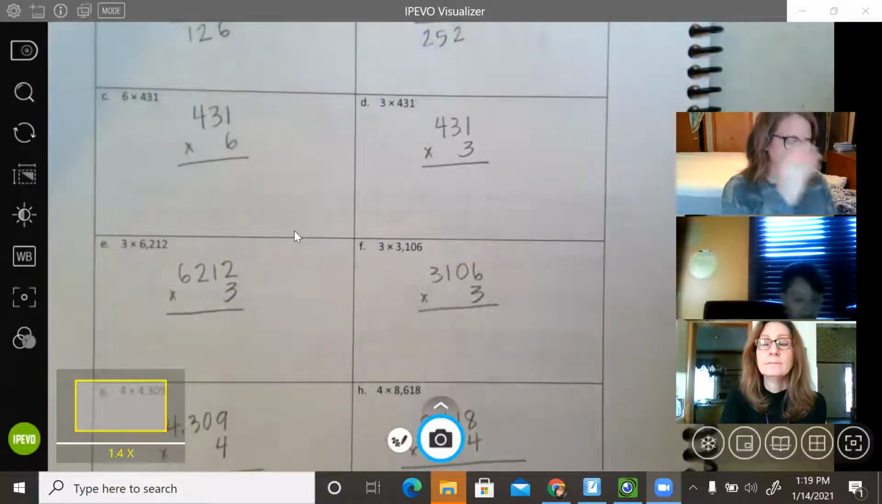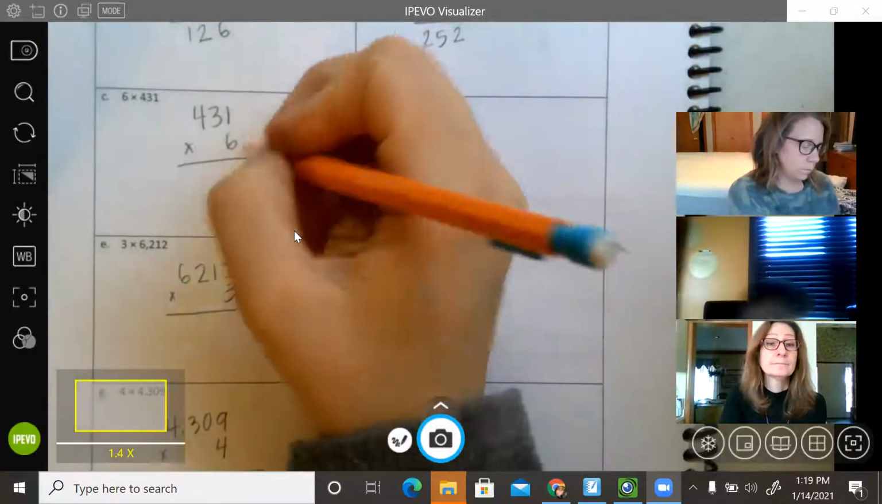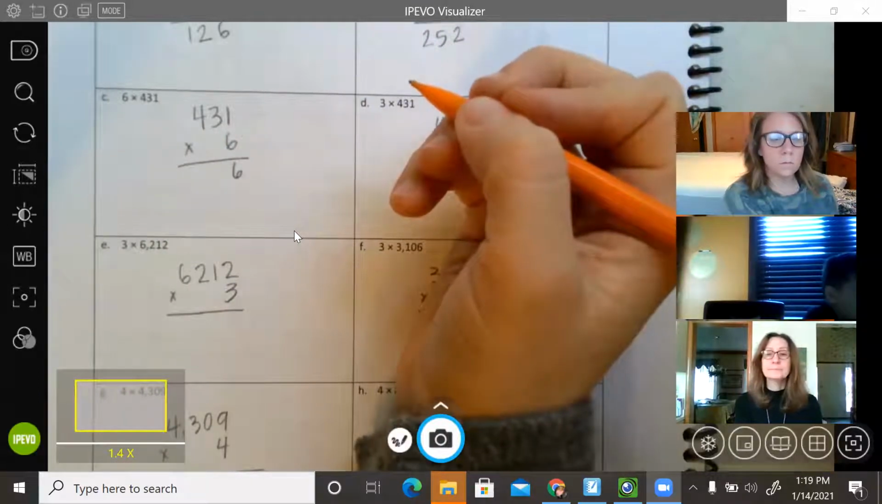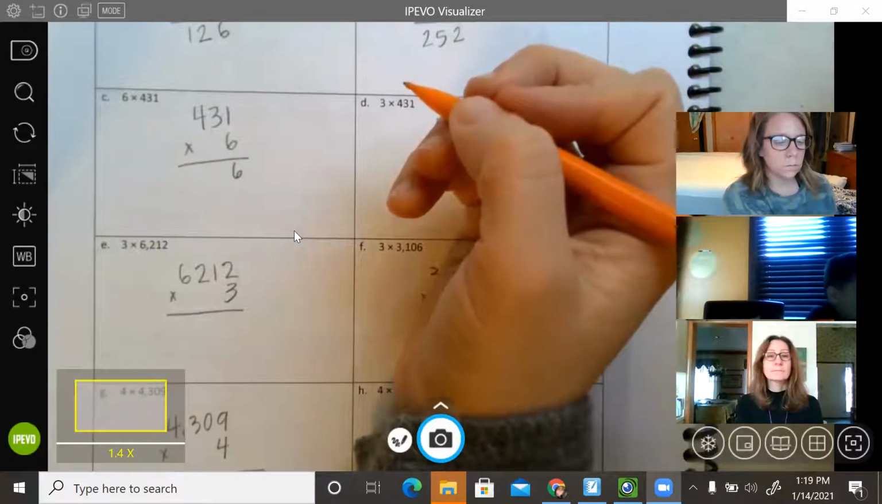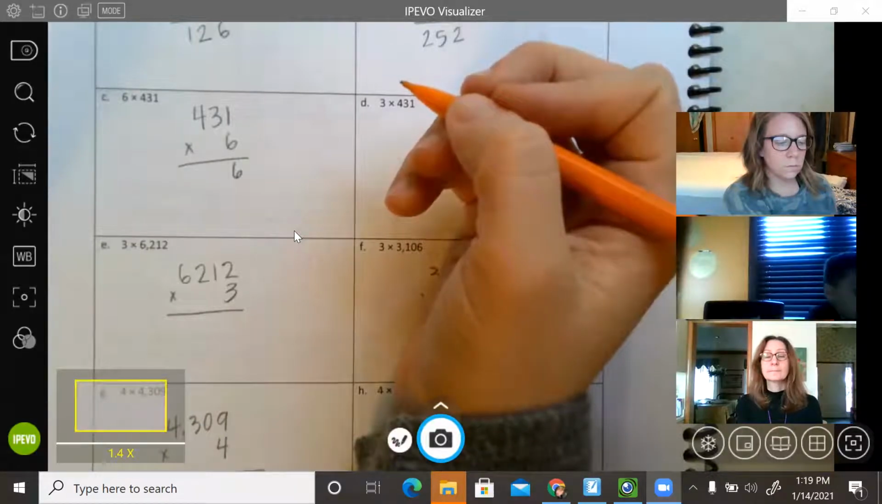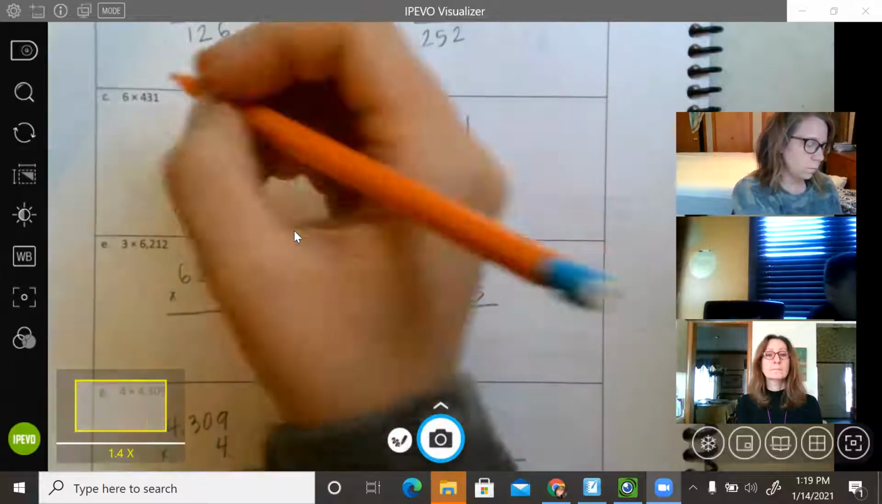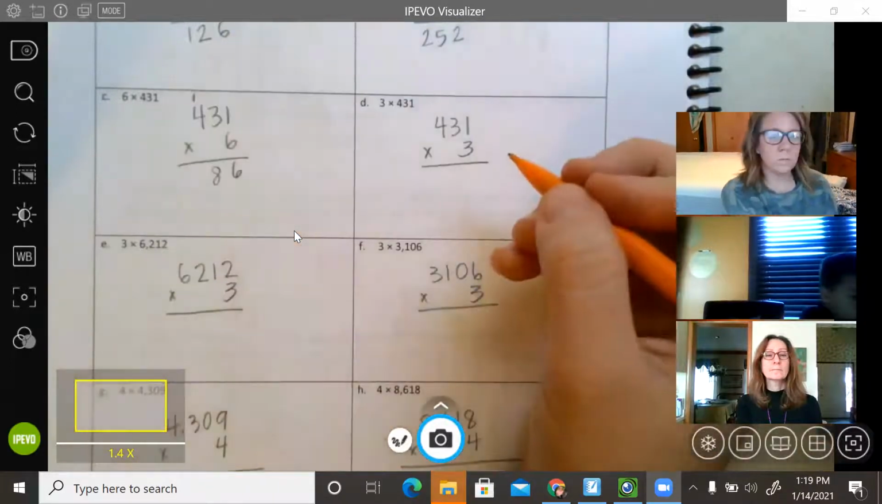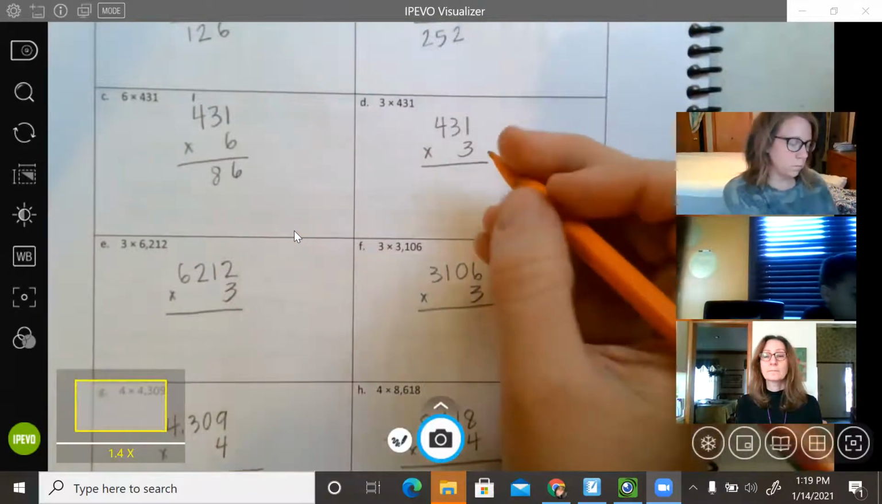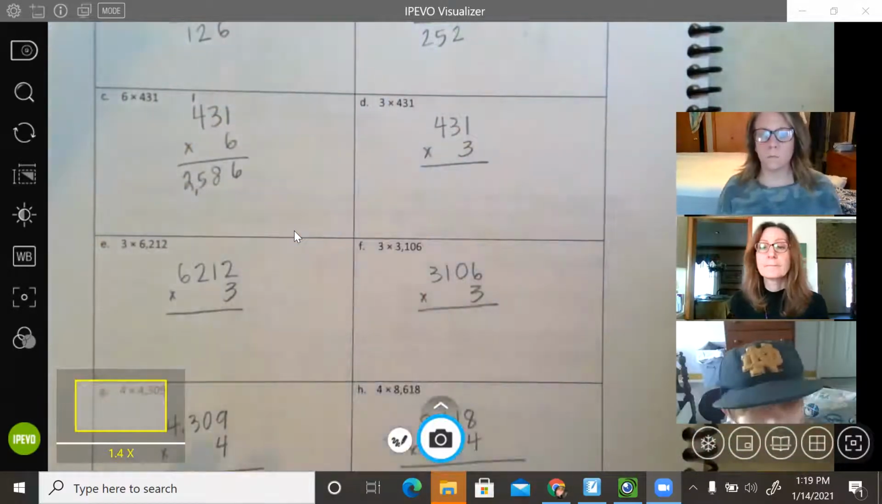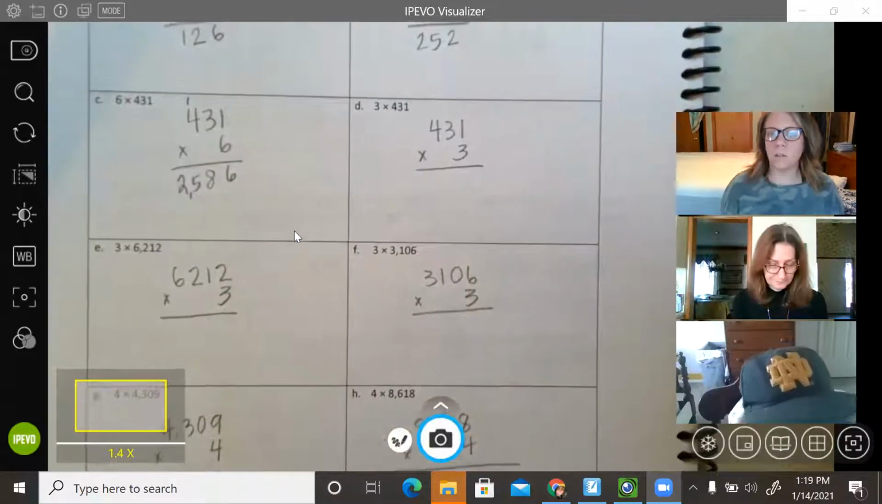Okay, so first you do 6 times 1, which equals 6. So you put down your answer. Then 6 times 3, which equals 18, so you put down the 8 and put up the 1. Then 6 times 4 is 24 plus 1 is 25. So your answer is 2,586. Very good. That's correct.